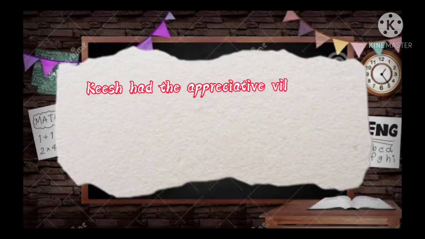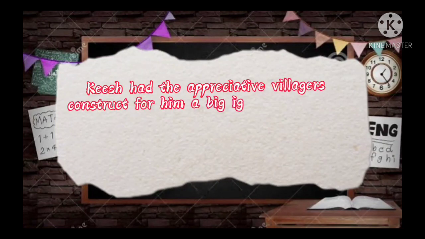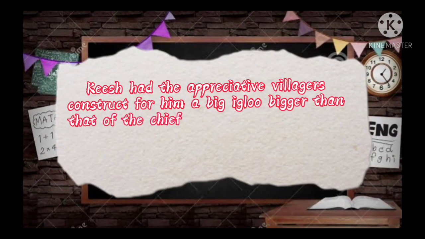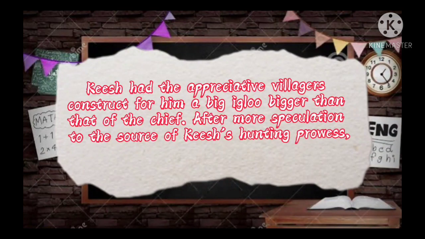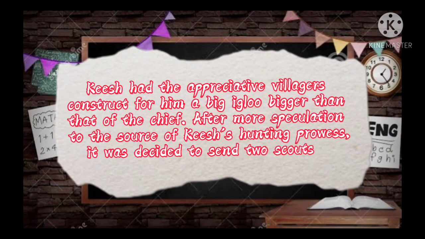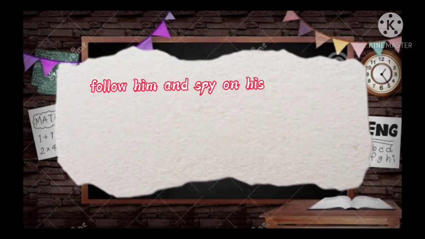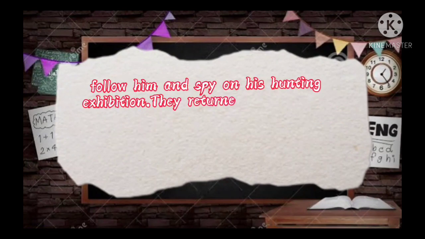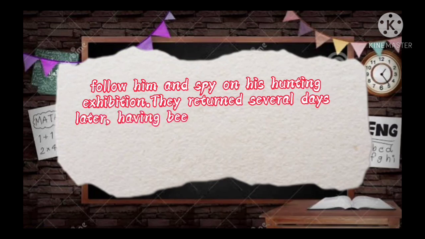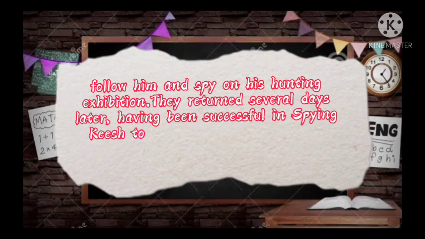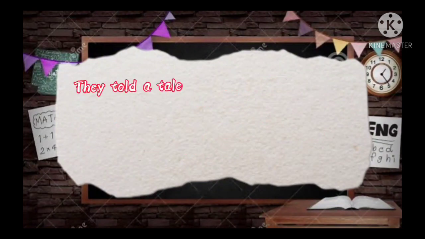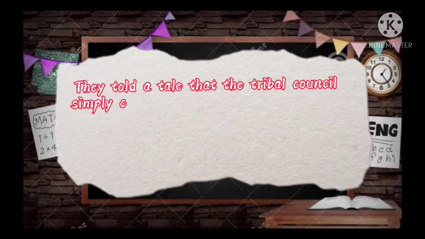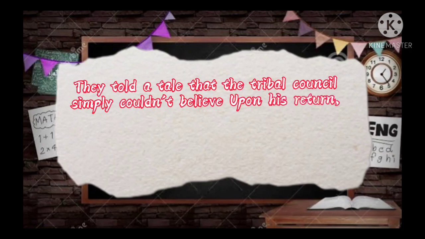as he had begun to provide them all with food. Kish had the appreciative villagers construct for him a big igloo, bigger than that of the chief. After more speculation about the source of Kish's hunting prowess, it was decided to send two scouts to follow him and spy on his hunting exhibition. They returned several days later, having been successful in spying on Kish to his kill, an enormous and dangerous polar bear. They told a tale that the tribal council simply couldn't believe.